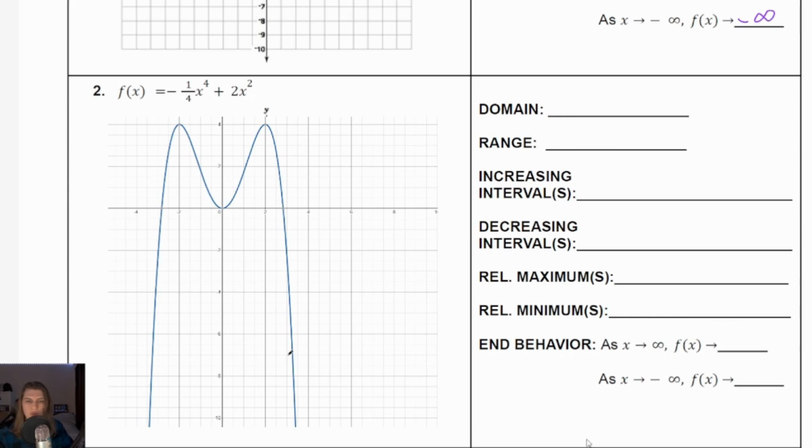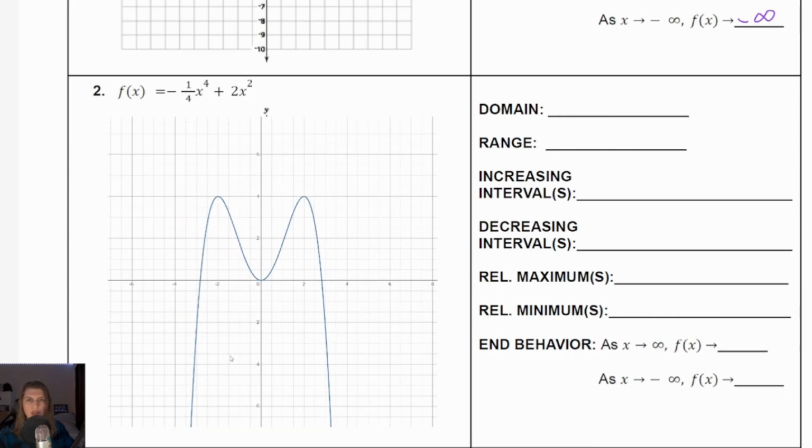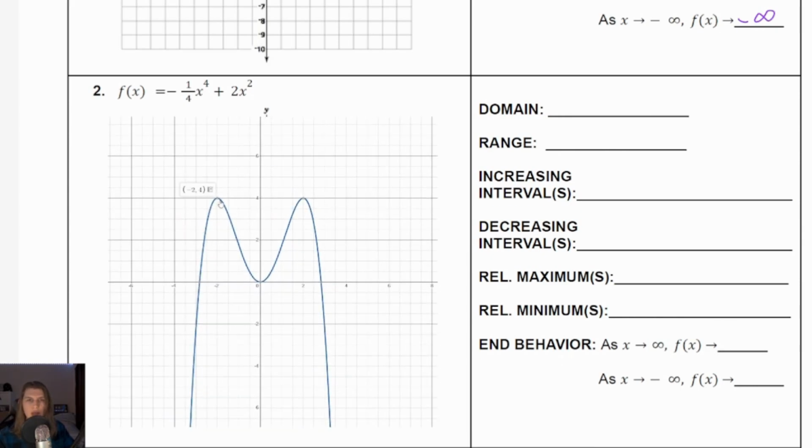So let me move it just a hair. We can kind of take a closer look. I'm going to click on the turning points right here and here. So we have (-2, 4) and (2, 4). But don't forget, we also have this turning point right here down at the bottom. This also is one of the x-intercepts, but it is a turning point as well.